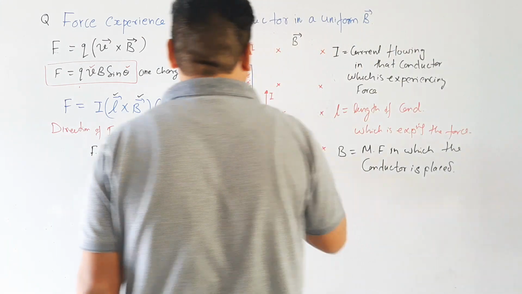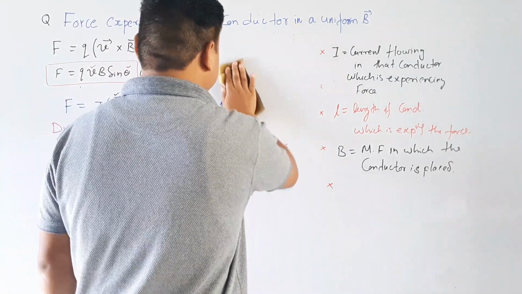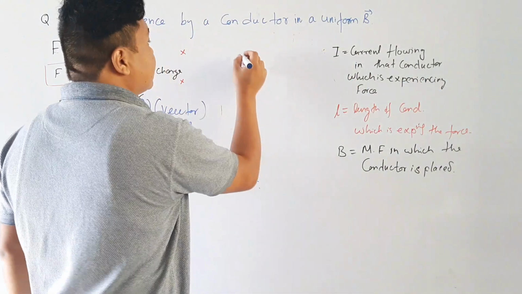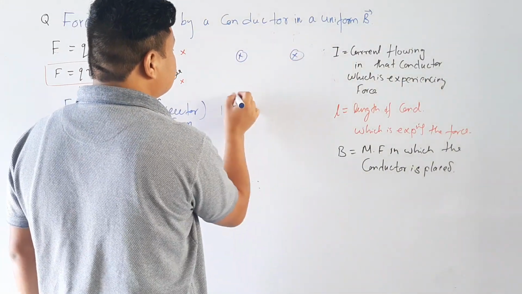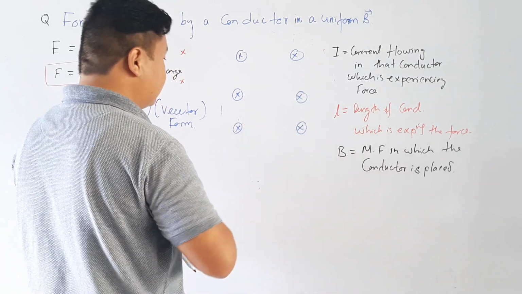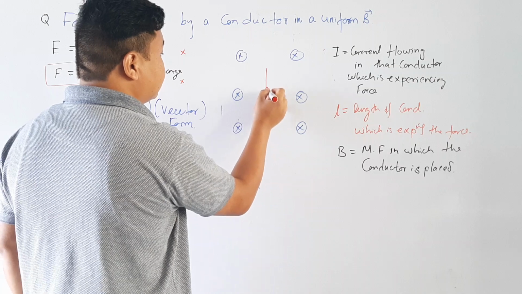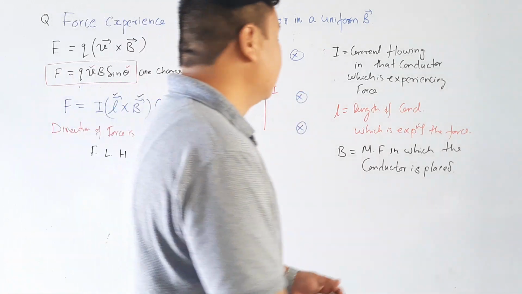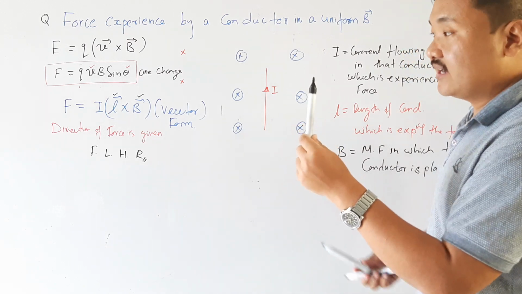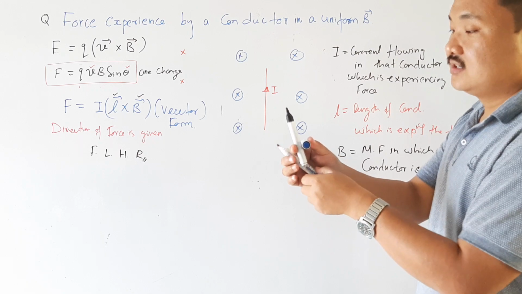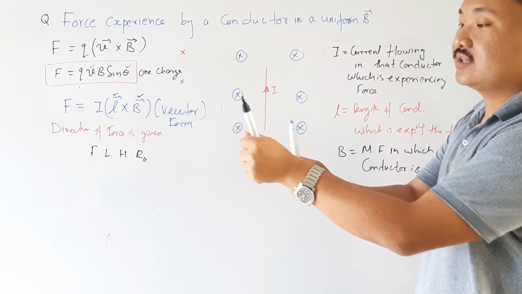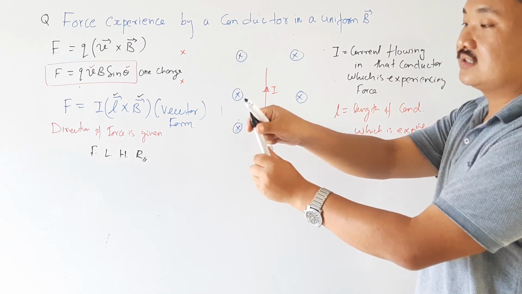Okay, so let me give you one example here. So I will give an example of force. Let me consider this as the magnetic field, in which there is a current carrying conductor, and the direction of current is in this direction. So what is the direction of force? This is the direction of current, and the magnetic field is going inside like this. This is the magnetic field going inside, and this is the direction of current.